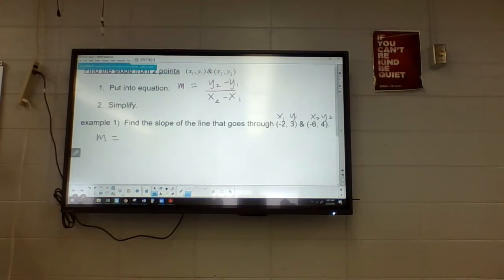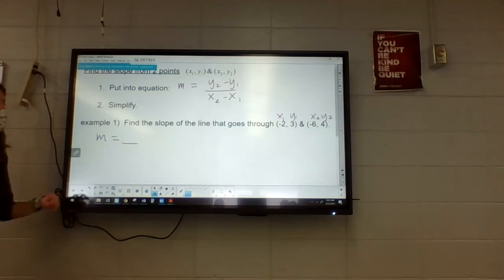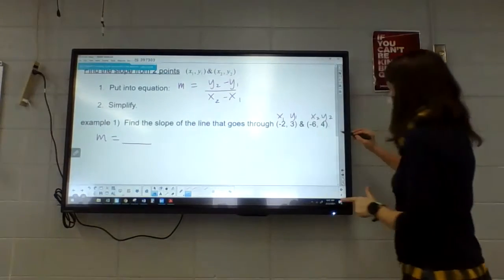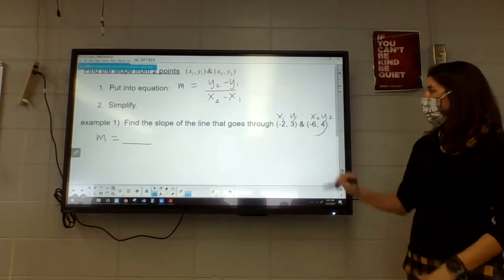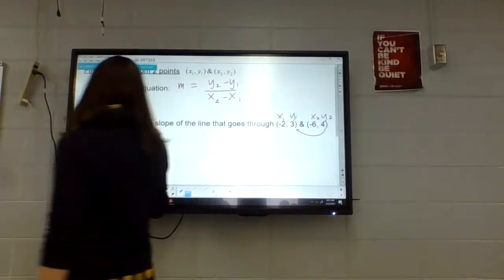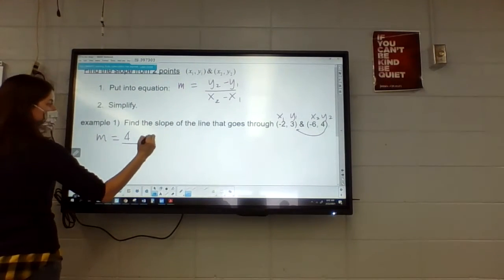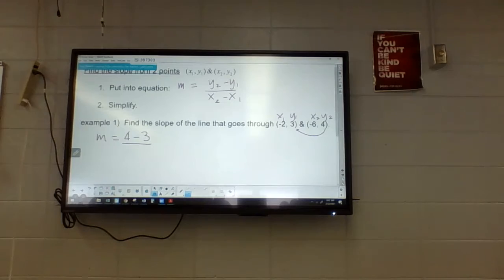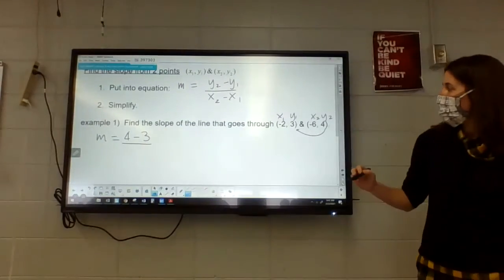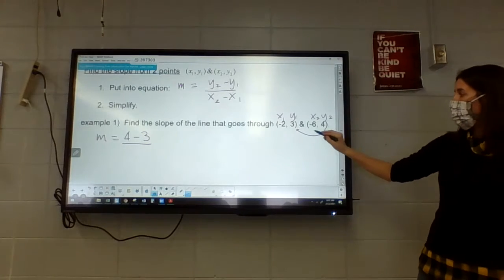So m equals, now it's asking us to subtract the y's. So we're going to do y2 minus y1. So 4 minus 3. Bless you. That was a cough. Still, God bless you. 4 minus 3. You're subtracting. And then I have to do the same thing with the x's.